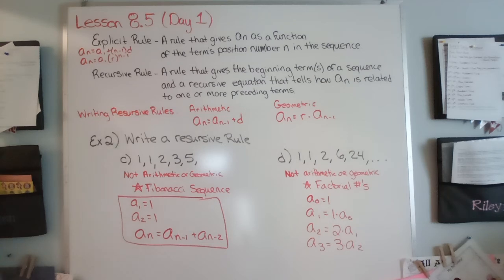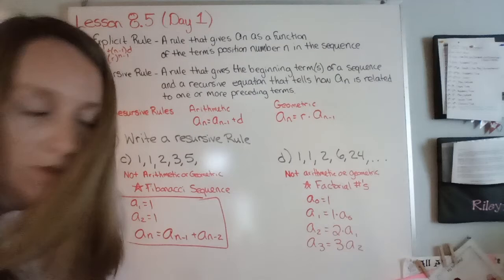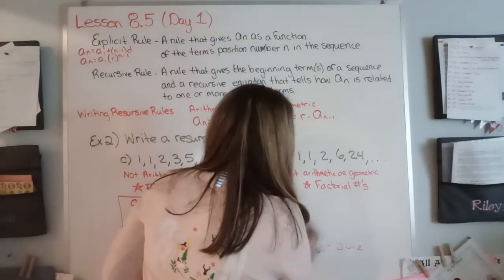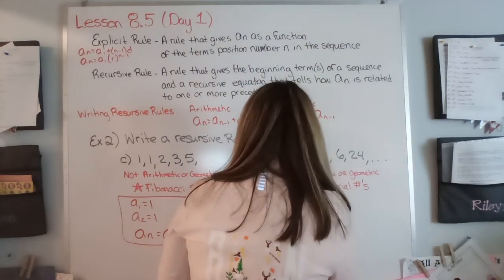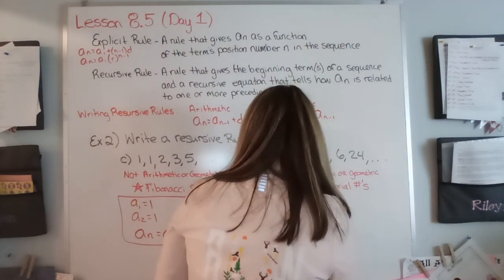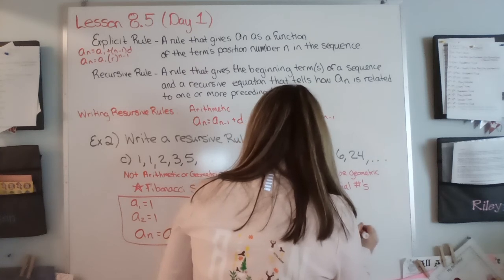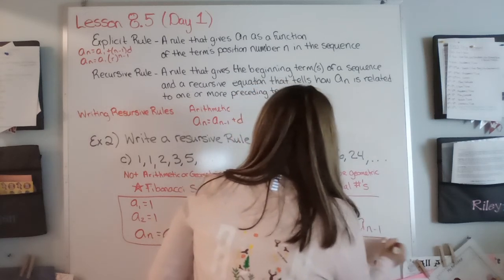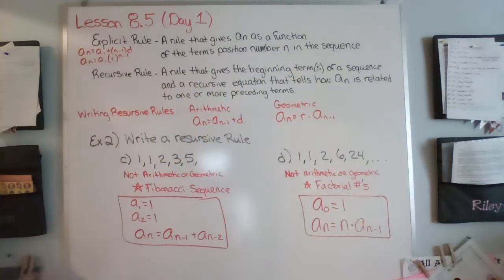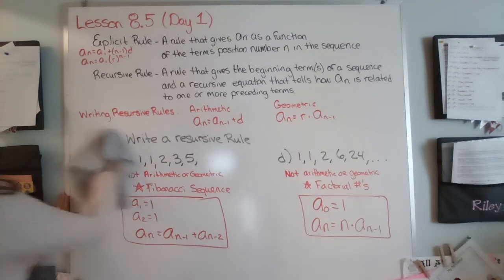So the rule for the factorial numbers, now I ran out of room, let me erase this, is a sub 0 equals 1. A sub n is equal to n times a sub n minus 1. So those are just two special patterns to be aware of, but I'm going to have you mostly looking at arithmetic and geometric sequences and coming up with their recursive rules. Okay? We just have one more problem for today.